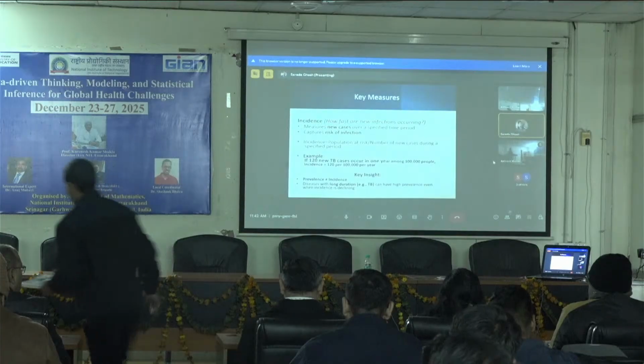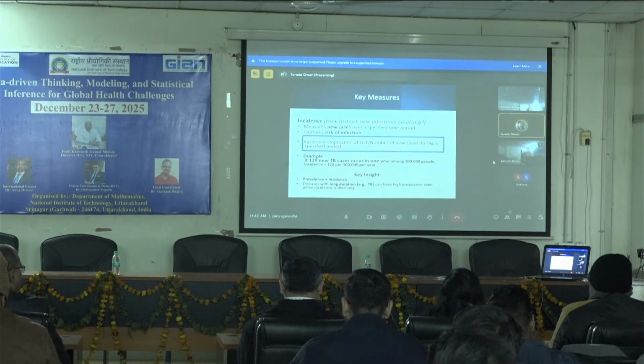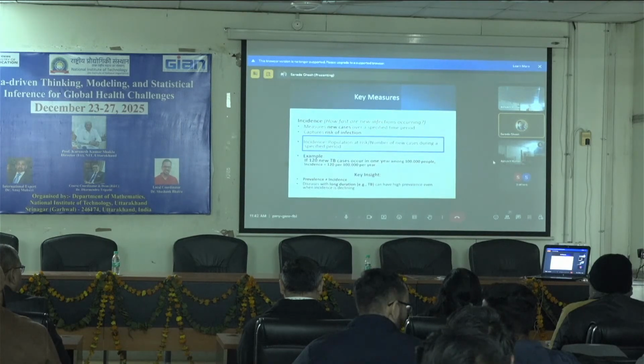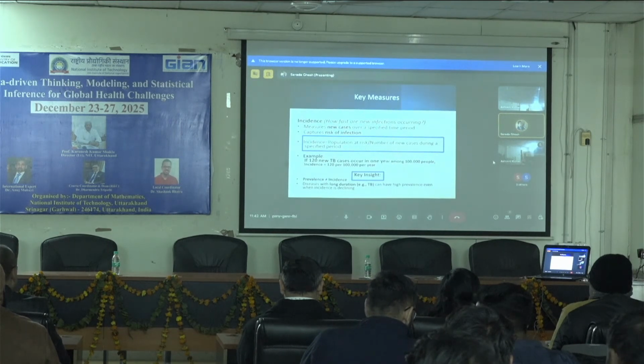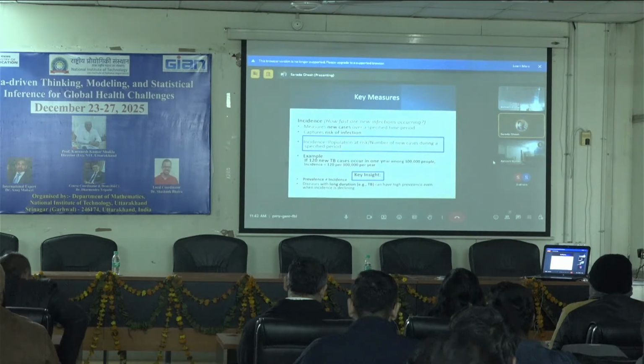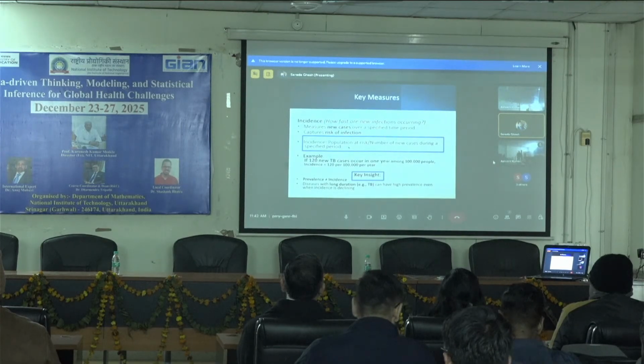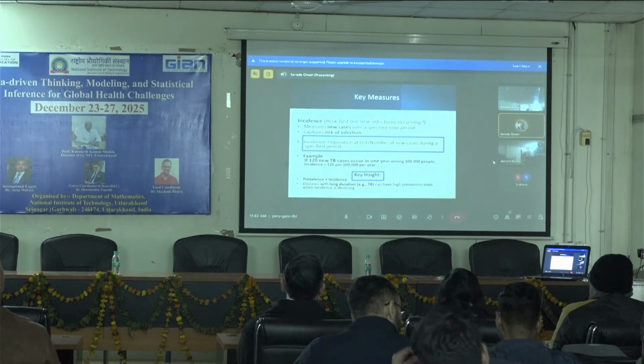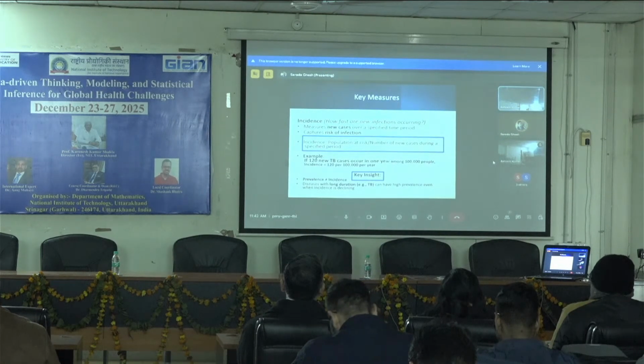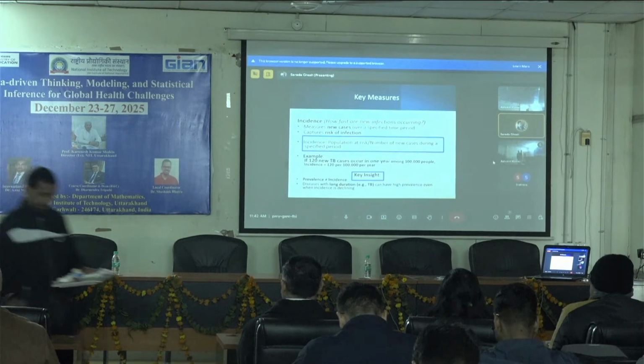So the definition of incidence is the number of new cases during the specified period divided by the population at risk. Sorry, I stated the definition in reverse. Let us give an example: if 120 new cases arise among 1 lakh people, the incidence is 120 per 1 lakh per year.